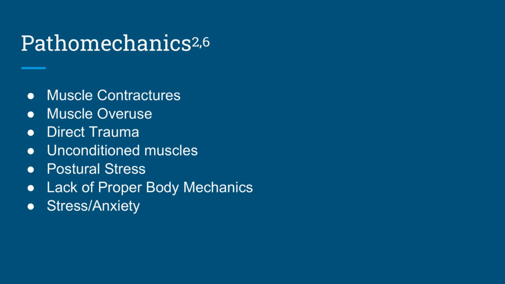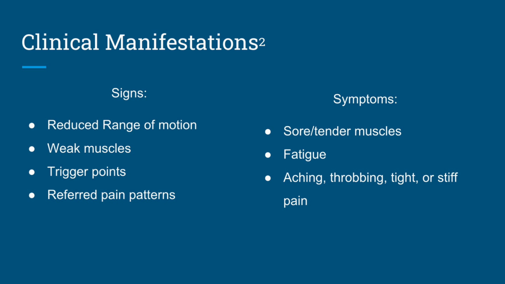stress and anxiety. Some of the clinical manifestations are our signs, which are reduced range of motion, which can often be due to just pain, weak muscles, the trigger points, referred pain patterns, and then some of the symptoms would be sore tender muscles, fatigue, and then pain is often described as aching, throbbing, tight, or stiff pain.